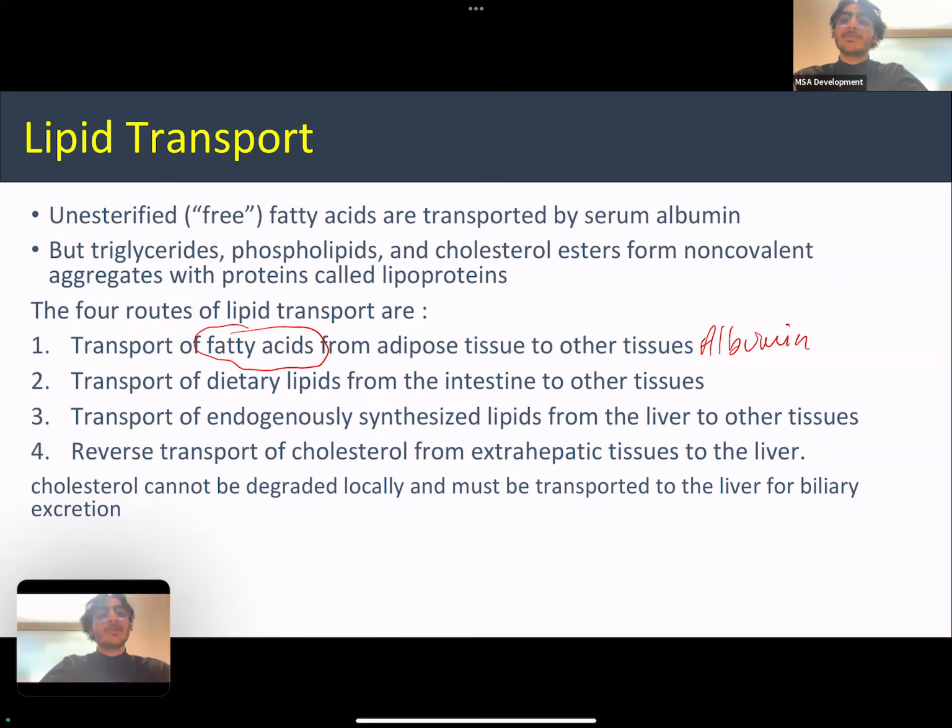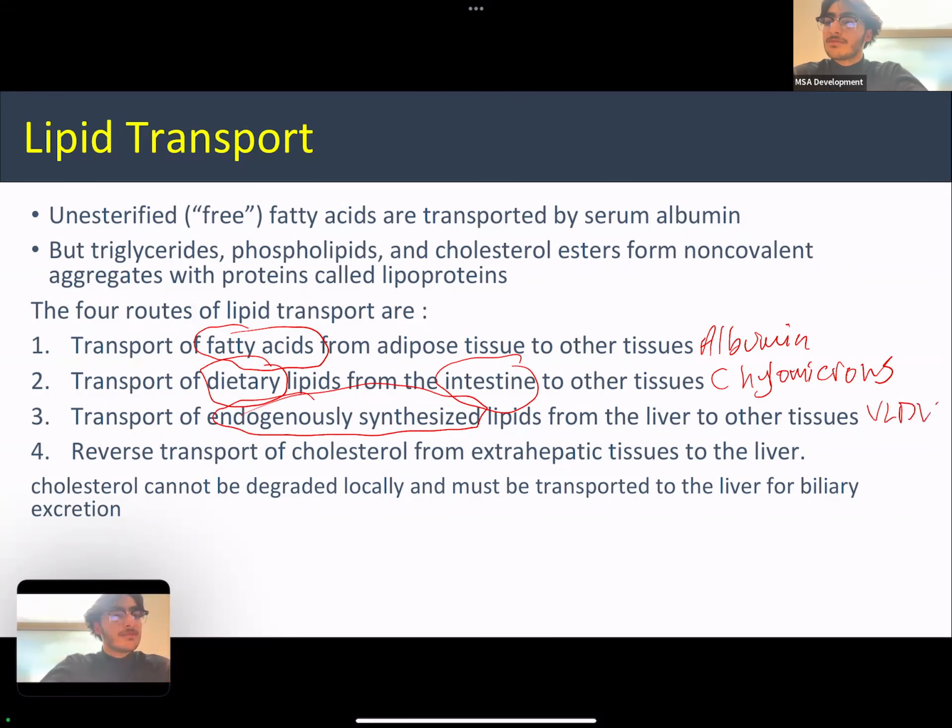Next we have transport of dietary lipids. Dietary is another keyword, from the intestine to other tissues. Now, this tells us immediately that we're talking about chylomicrons. Transport of endogenously synthesized lipids from the liver to other tissues. This is VLDLs. And finally, reverse transport of cholesterol from extrahepatic tissues to the liver. This is HDLs.